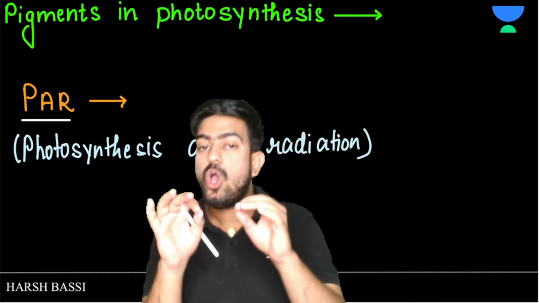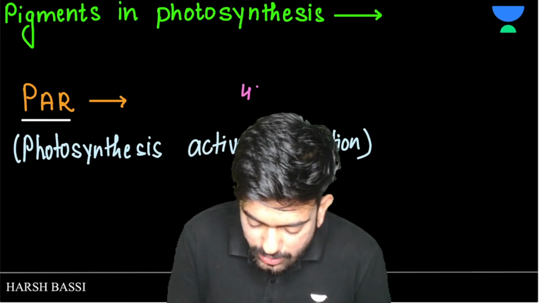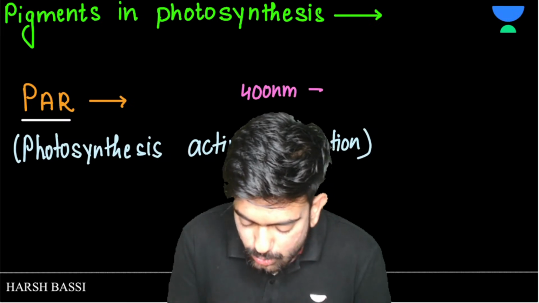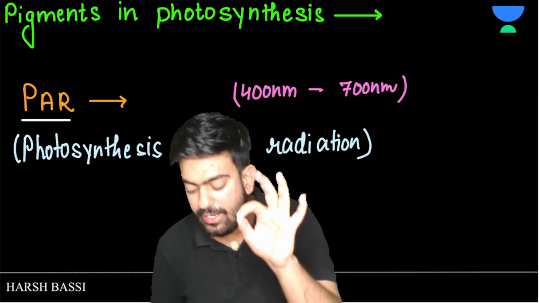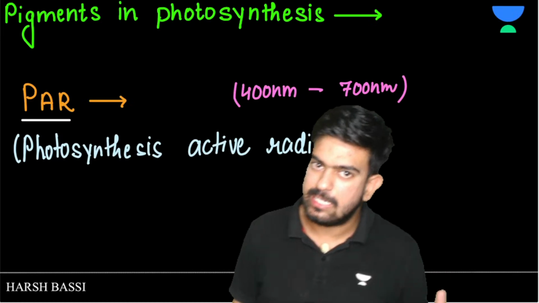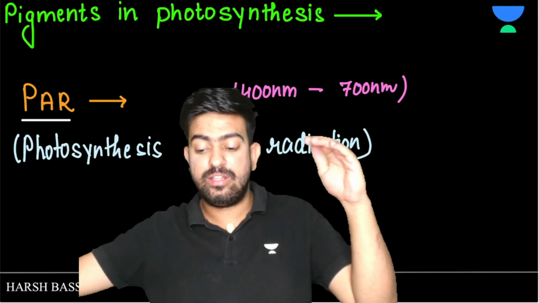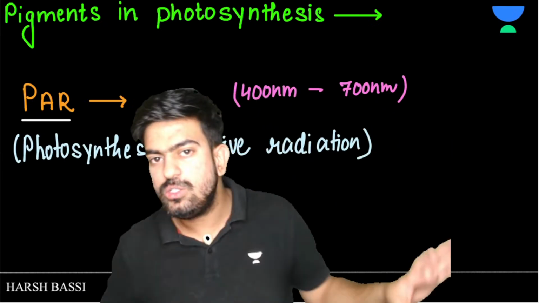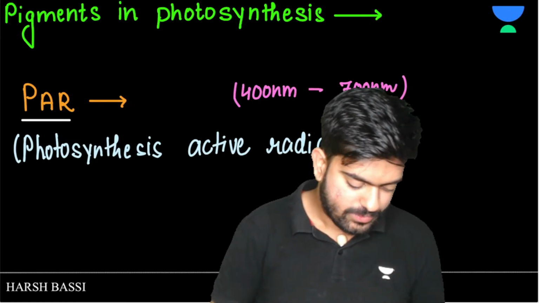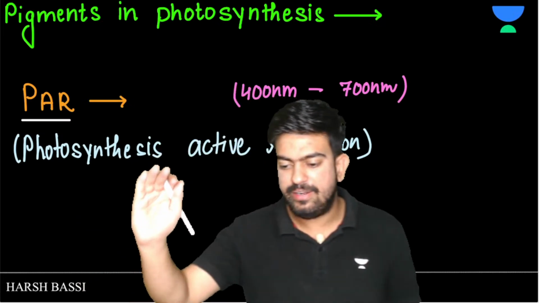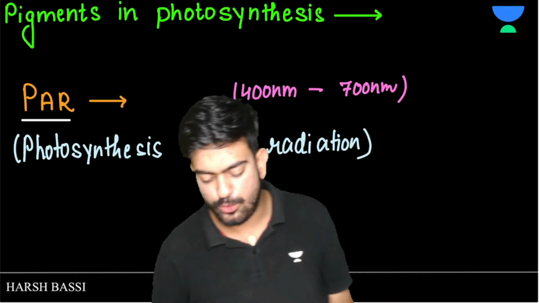This is only and only from 400 nanometer to 700 nanometer. That means the wavelength above 700 or the wavelength below 400 is not useful for the plants. Clear to everyone? So 400 to 700 nanometer is the wavelength which plants utilize for their photosynthesis.